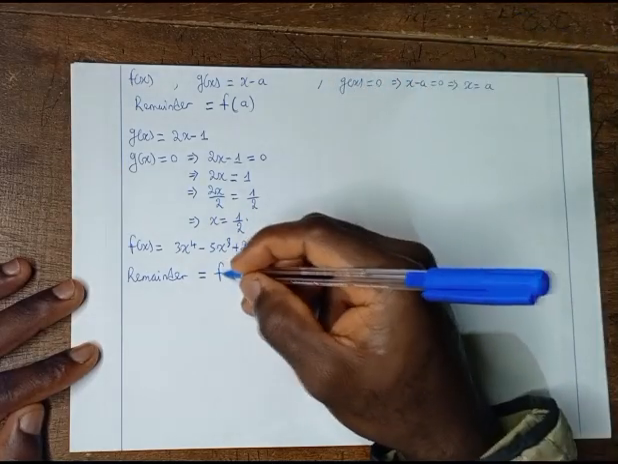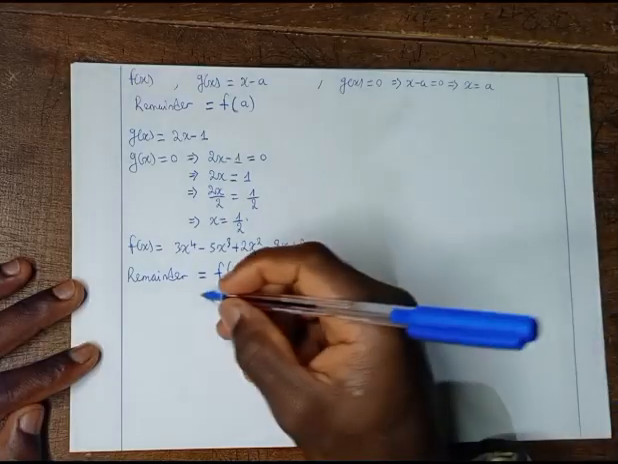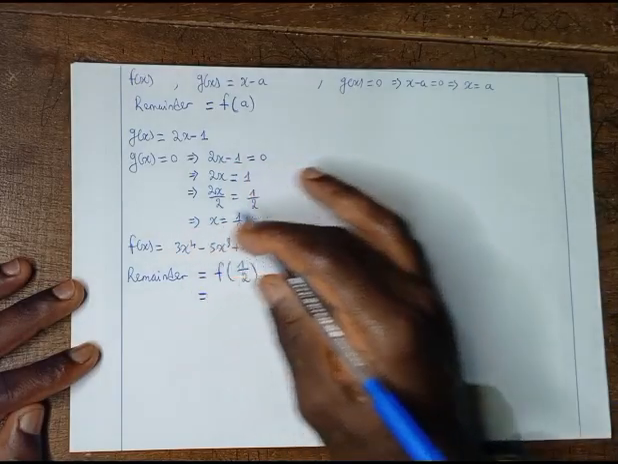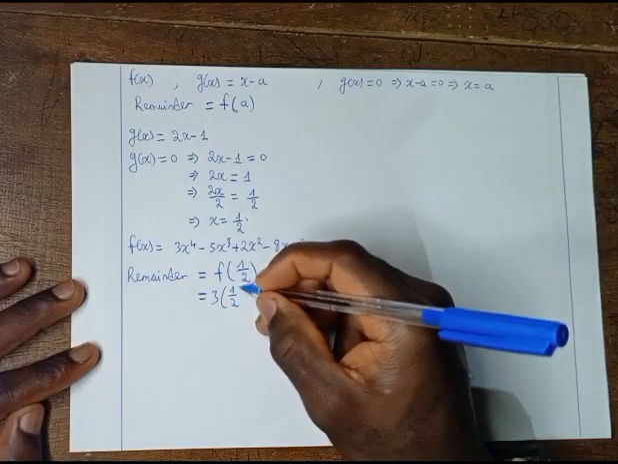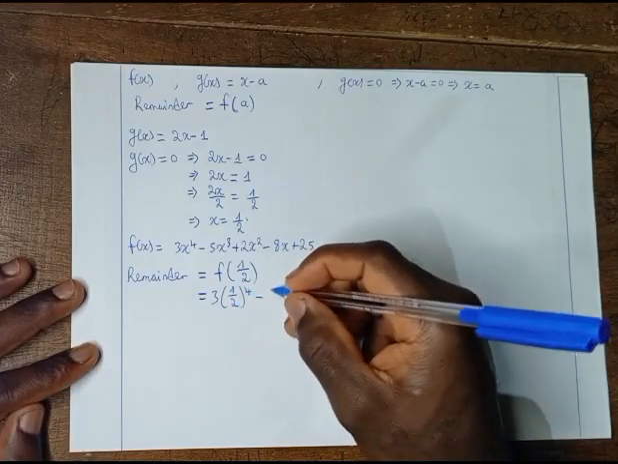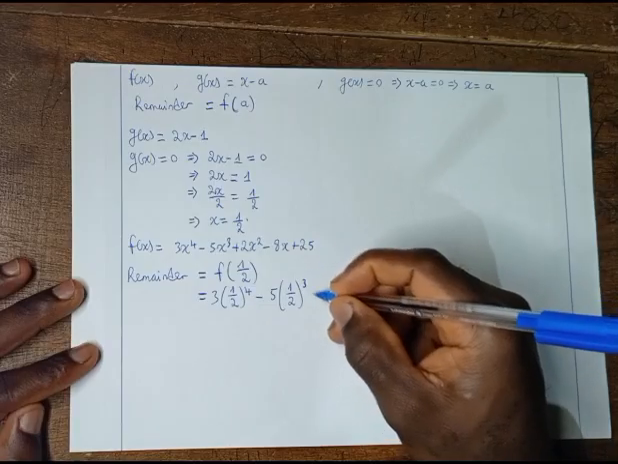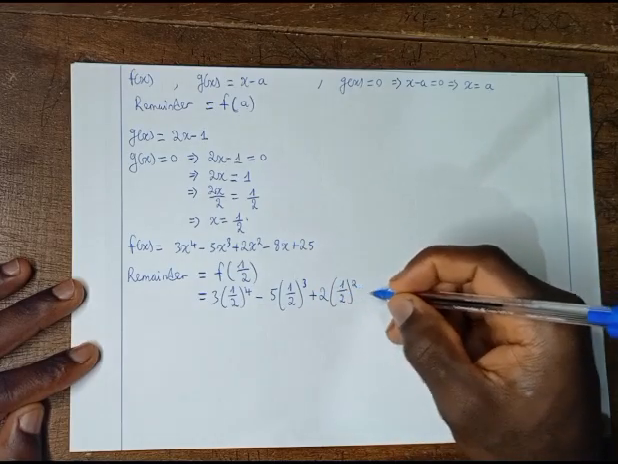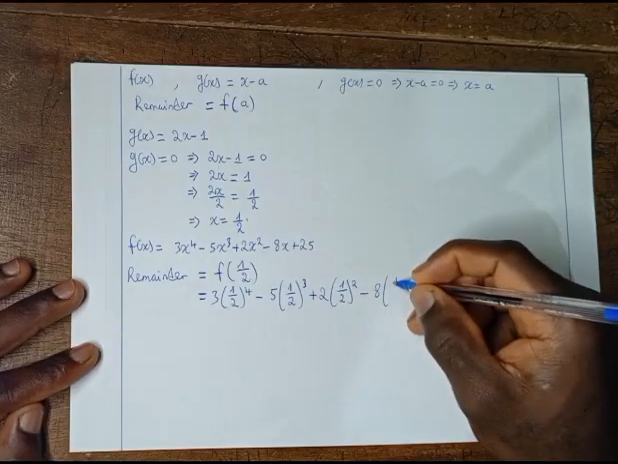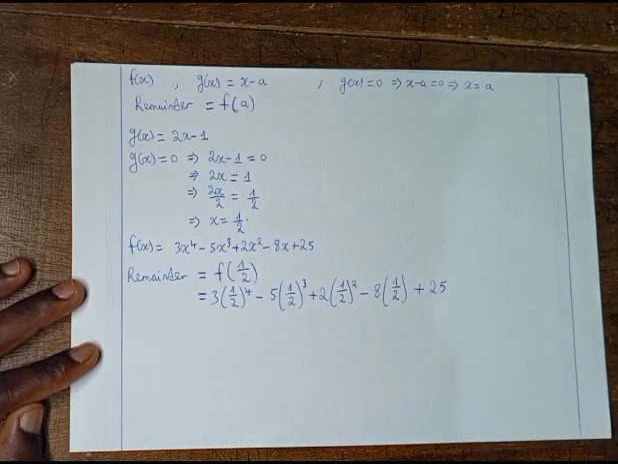So this will be equal to f of a half. And the function f of x, anywhere we see x, we have to replace x with a half. This will give us 3 times a half raised to the power 4 minus 5 times a half raised to the power 3 plus 2 times a half squared minus 8 times a half plus 25.